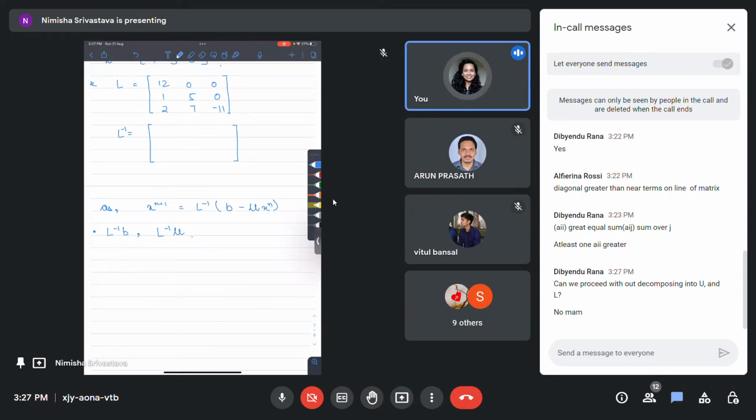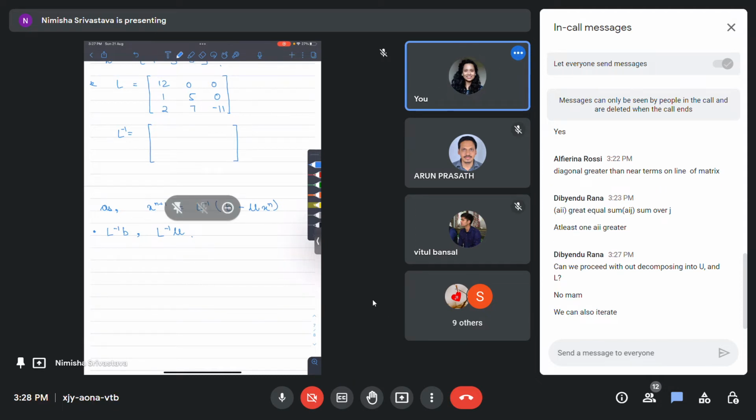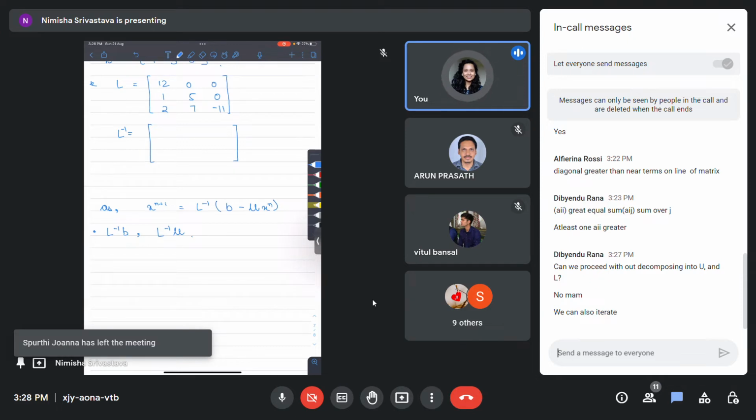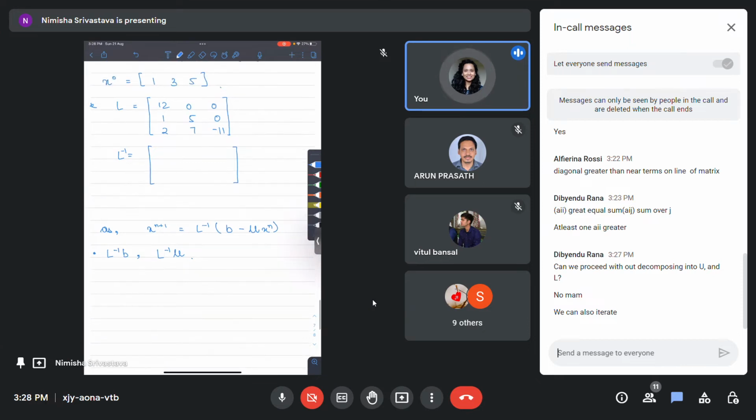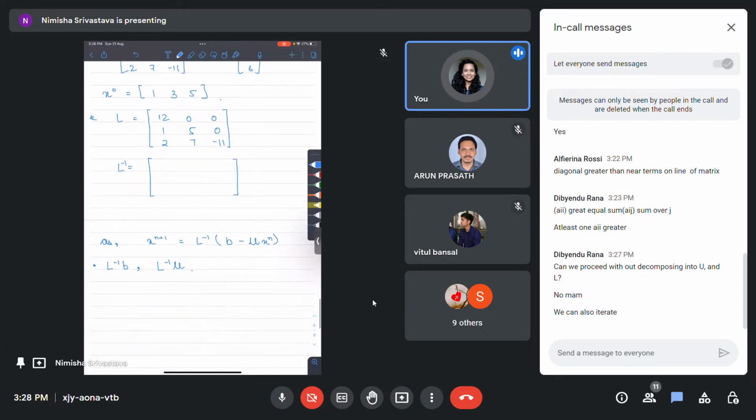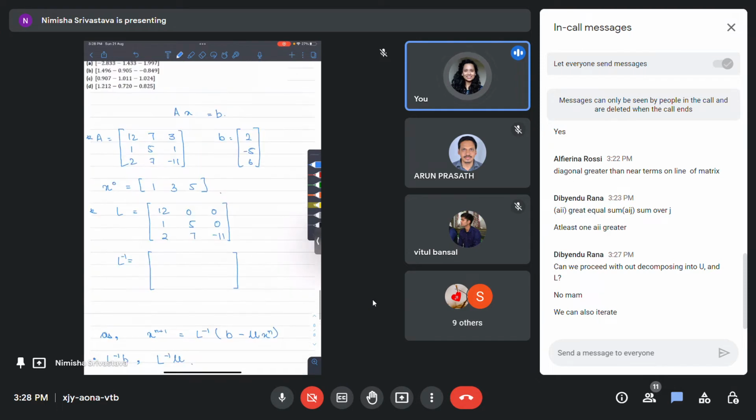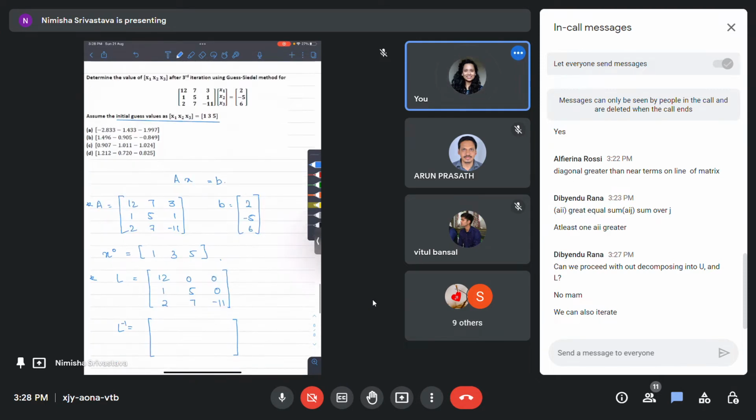I'm not sure. Can you just unmute yourself and ask the question? We can also iterate. Okay. Anyway, we are looking at the Gauss-Seidel method, so that is why we are looking at that. You're saying that we'll be able to iterate. How will we be able to iterate if we do that? Because then our x would simply be A inverse B. Why would you iterate in that case?